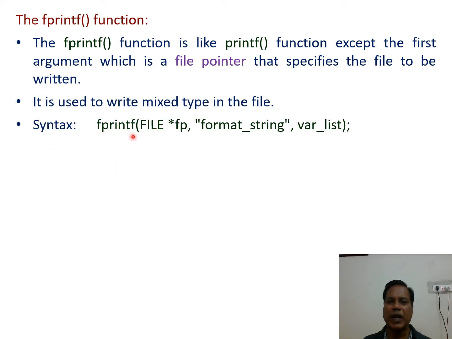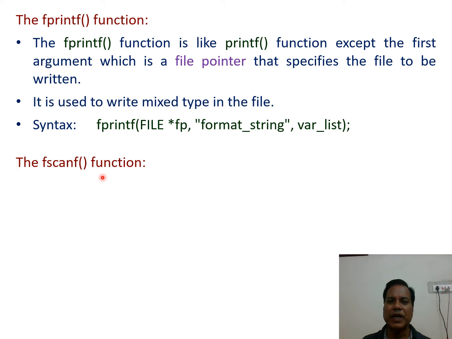Syntax: fprintf(FILE *fp, format_string, variable list); The format string is included in double quotation marks, then a comma, the variable list, and at the end a semicolon. So if we have to write mixed type data, that is character as well as integer data, then we use the fprintf function.